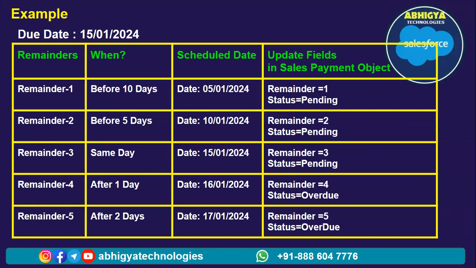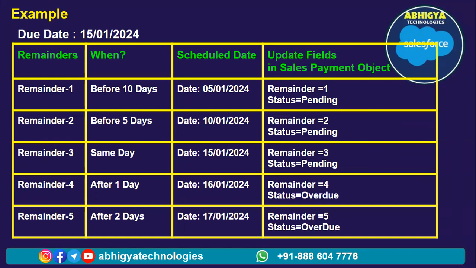Third, on the same day, we send another reminder. Fourth, one day after. For example, if the 15th is the due date, after one day we send another reminder and change the status from pending to overdue. Again, 2 days later we send another reminder email and keep the status as overdue.